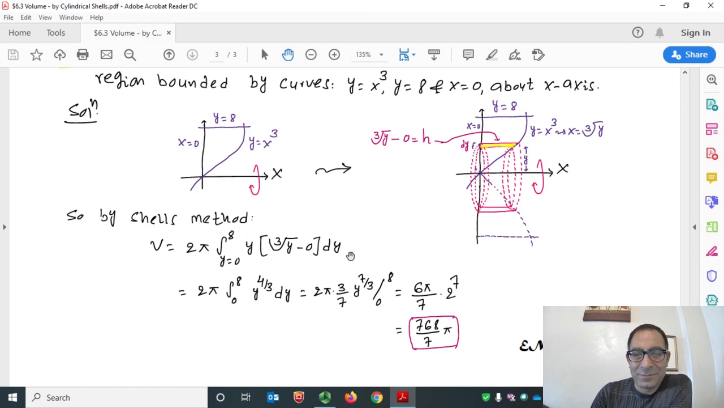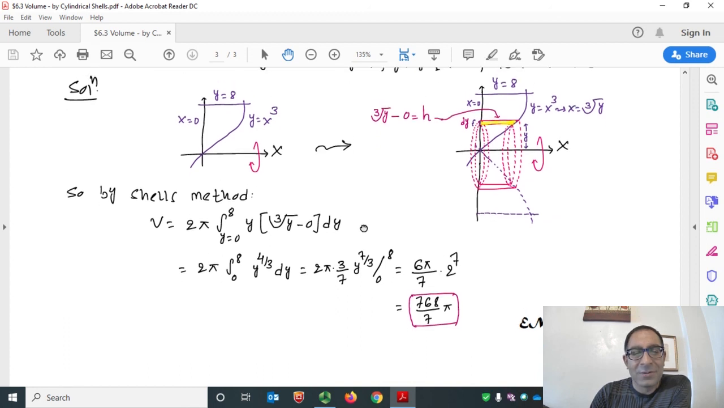Awesome. Because the two curves here are y equals x cubed and y equals 0, that's why I wrote 0 here, so that you understand we are using the general formula of this cylindrical shells method. Awesome. Now let's evaluate. In the next step, 2 pi as it is, and the definite integral as it is. Let's distribute this first.